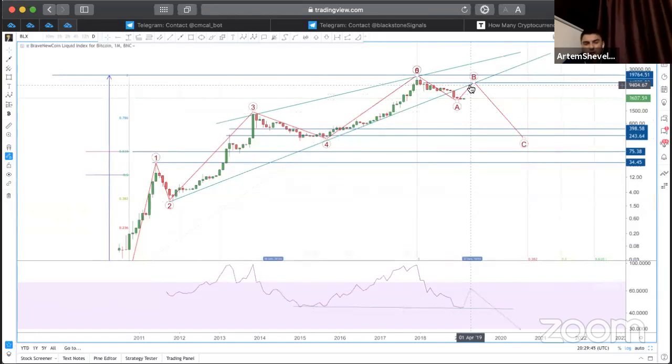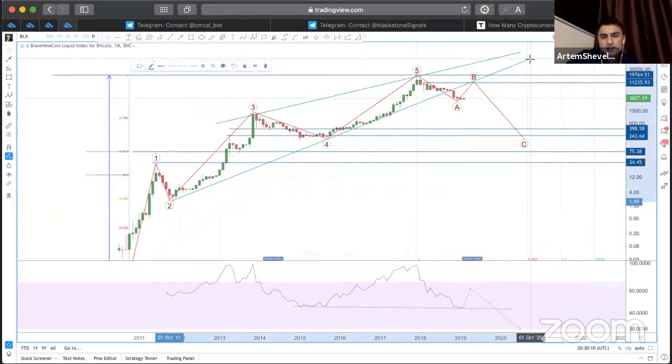That's how the market works, because most of the time it's revisiting the trends which have been broken. And if we're going to revisit this level, if we're going to revisit this uptrend line, we're probably going to revisit the $11,000 mark, which is very good.